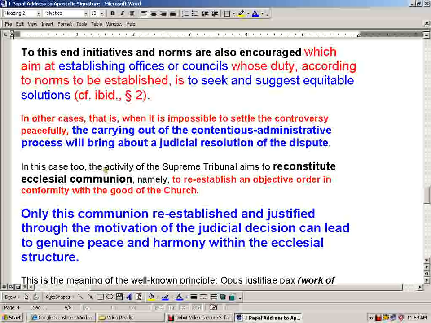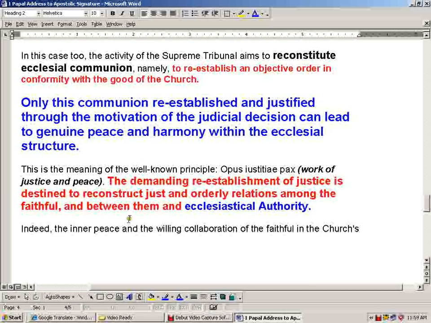In this case, too, the activity of the Supreme Tribunal aims to reconstitute ecclesial communion, namely to reestablish an objective order in conformity with the good of the Church. Only this communion, reestablished and justified through the motivation of judicial decision, can lead to genuine peace and harmony within the ecclesial structure. The demanding reestablishment of justice is destined to reconstruct just and orderly relations among the faithful and between them and ecclesiastical authority. And again, the Constitution of the United States is an ecclesiastic ordinance. Constitutions are ecclesiastic ordinances.